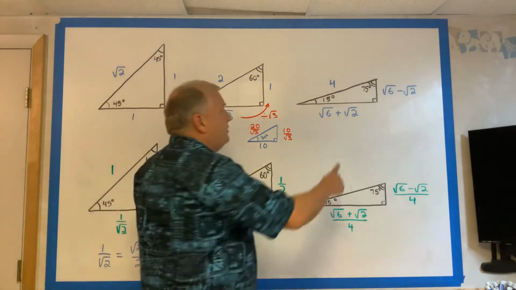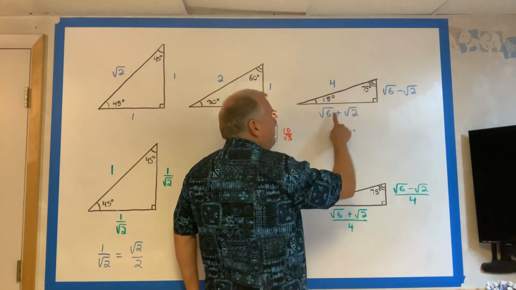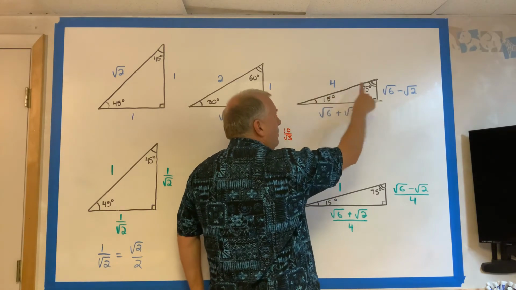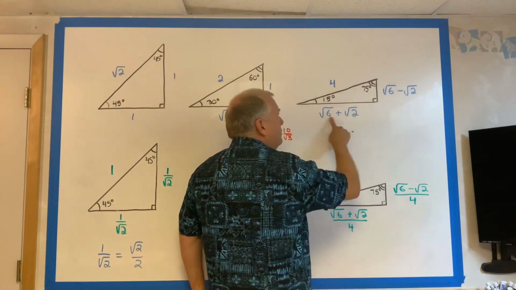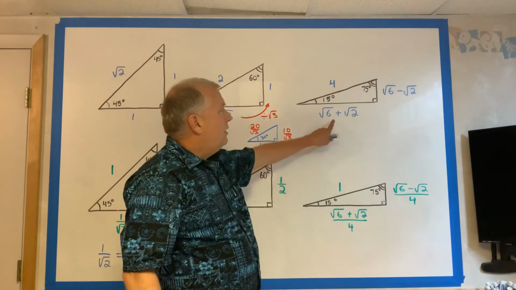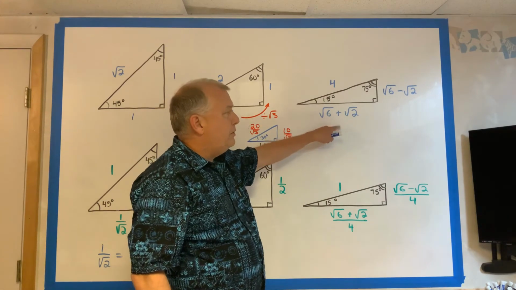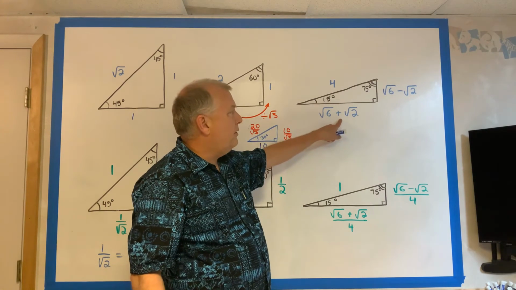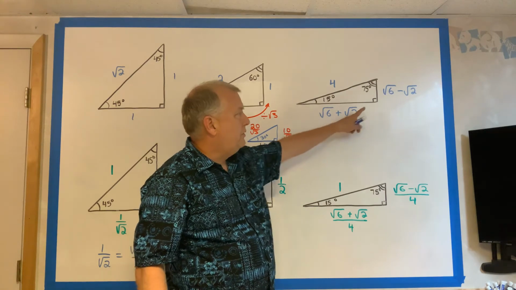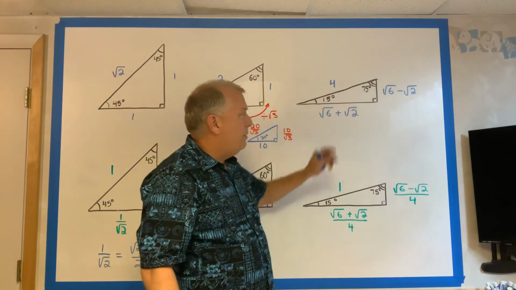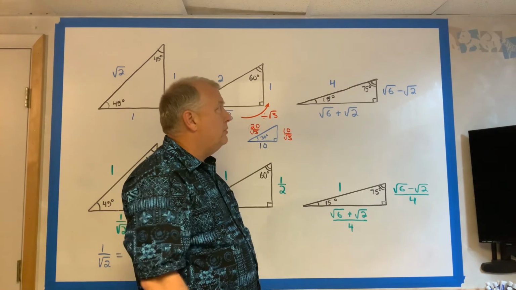So the ratio of the sides in a 15, 75, 90 uses a 4, and the root 6 minus root 2, and the root 6 plus root 2. I don't know what root 6 plus root 2 is unless I look on a calculator. Same with root 6 minus root 2. But I can use those numbers as ratios.